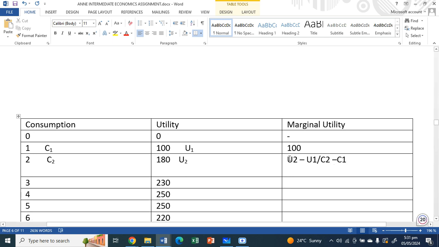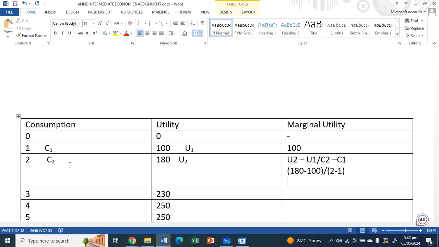In this case, U2, which is our new utility, is 180 units. U1, which was our initial utility, is 100 UTUs. Then C2, which is our new consumption, is 2. C1, which was our initial consumption, was 1. So 180 minus 100, you get 80.